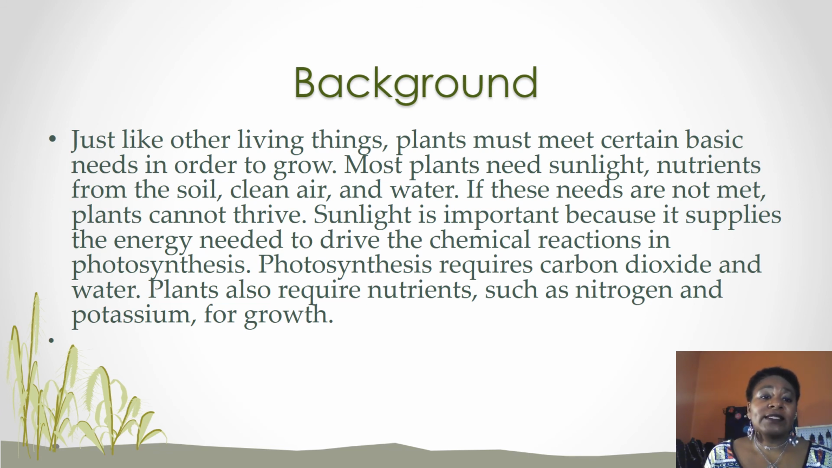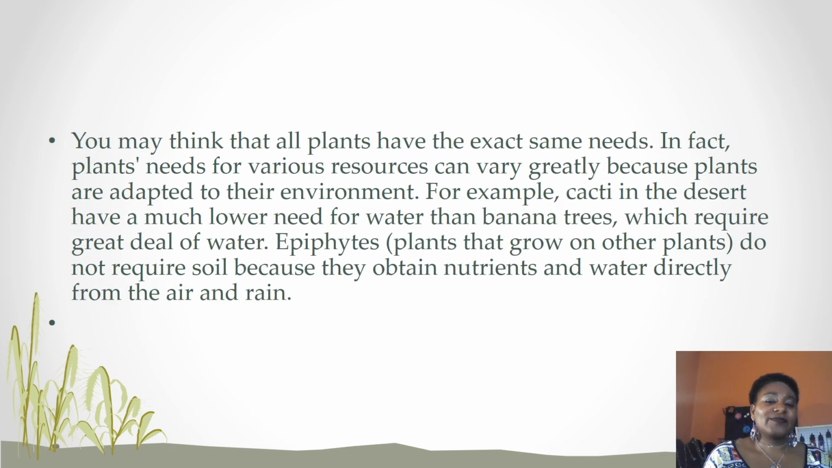Sunlight is important because it supplies the energy needed to drive the chemical reactions in photosynthesis. Photosynthesis requires carbon dioxide and water. Plants also require nutrients such as nitrogen and potassium for growth.